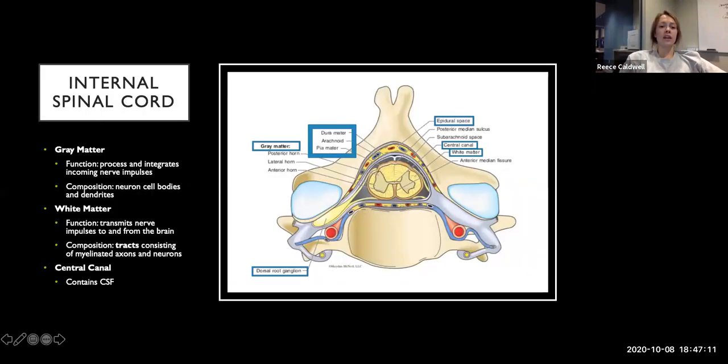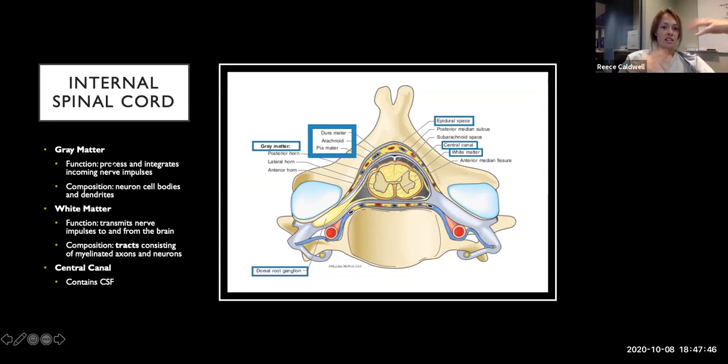And lastly, we are going to look at the internal anatomy of the spinal cord. I'm not going to really focus on these. I won't ask you any questions about gray matter and white matter, but just to give you an idea of what it is. Gray matter is composed of the cell bodies and dendrites. White matter is composed of the axons, tracks of axons, and more specifically myelinated axons. So axons with that myelin sheath formed by those Schwann cells.